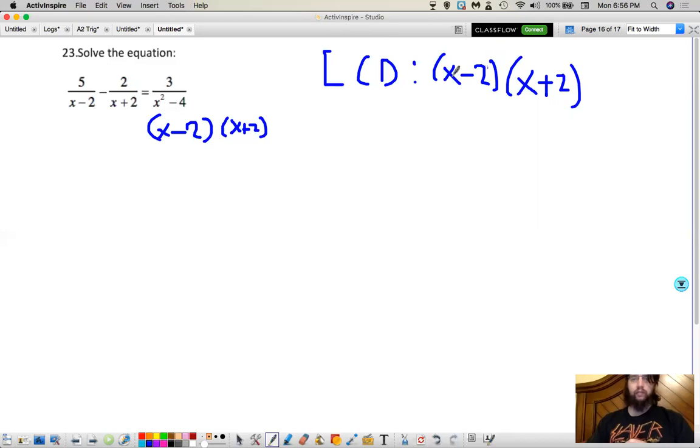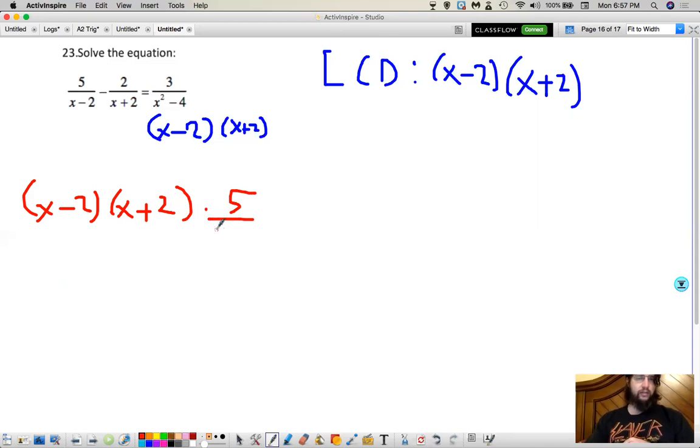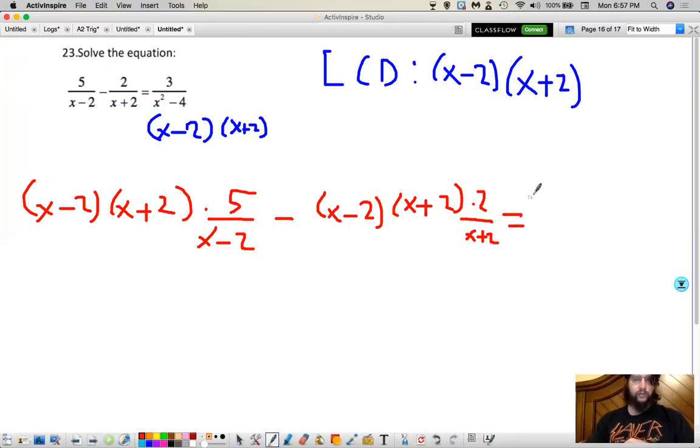Multiply each and every term by your LCD. Yes, write it out. x minus 2, x plus 2 times 5 over x minus 2, minus x minus 2, x plus 2, 2 over x plus 2, equals x minus 2, x plus 2 times 3 over x minus 2, x plus 2.